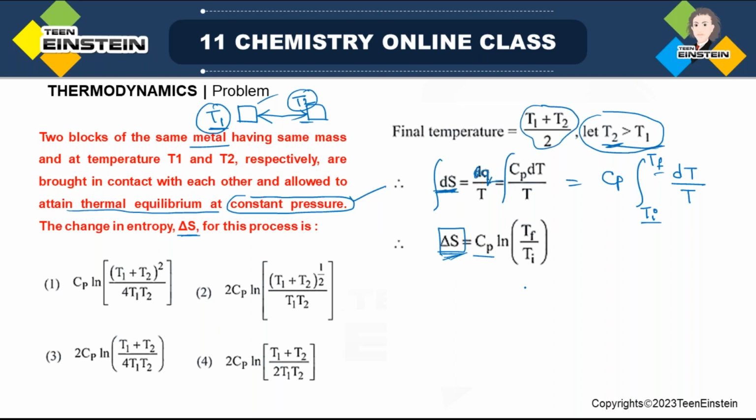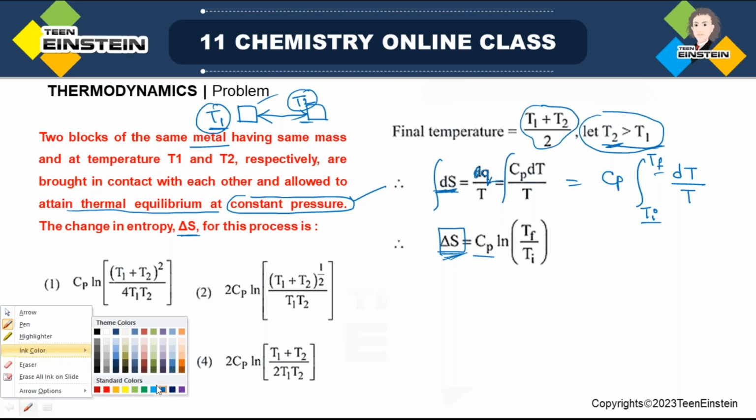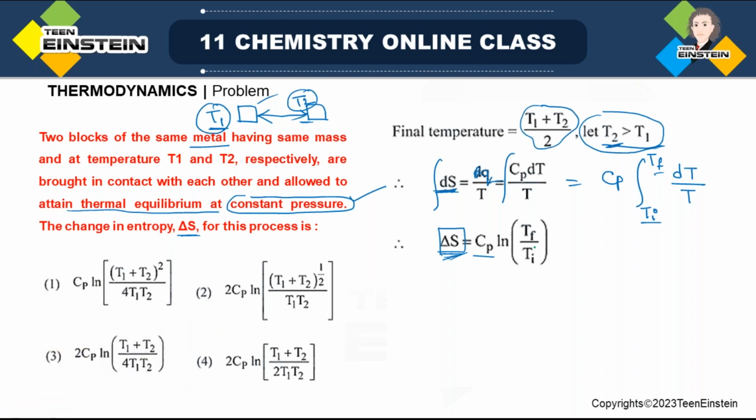Now there are two blocks. Individually, if you consider, for the first block, the temperature is T1. So for the first block, you can say Ti is T1, and for the other block Ti is T2. So Ti will be T1 for one block and Ti is equal to T2 for the other block. But Tf is the same for both blocks, which is T1 plus T2 by 2.